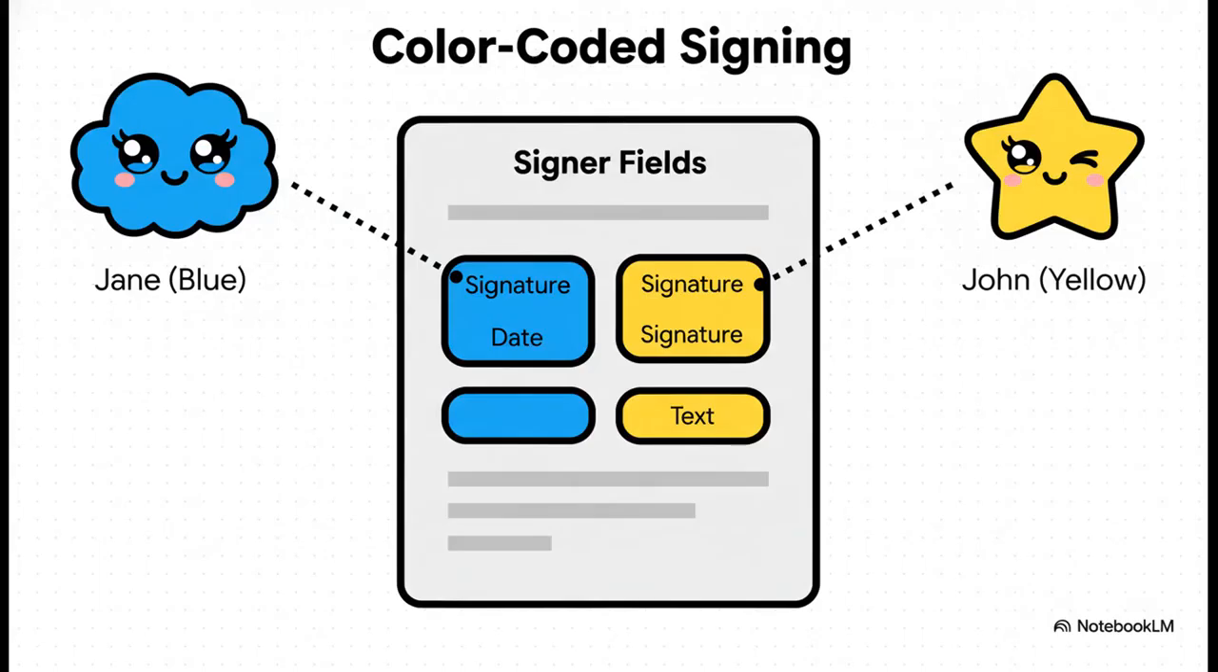And here is where it gets really brilliant, visually. The system automatically color codes the fields for each signer. So in this example, you can see all of Jane's fields might be blue, while all of John's are yellow. This gives you, the person setting it up, an instant visual check. You can see at a glance if you've maybe forgotten a field for someone, or assigned one to the wrong person. It prevents all that confusion way before you ever hit send.